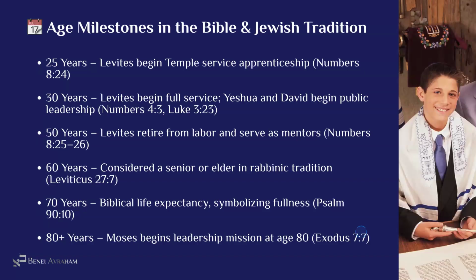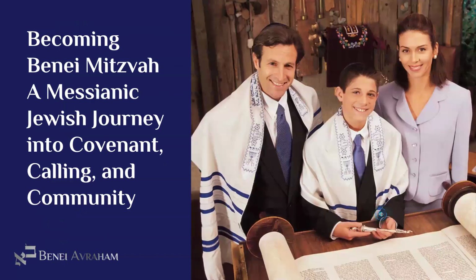At 80 years of age, Moshe began his leadership mission. So that's a significant number as well. And there's more, of course. There's 120, and that's supposed to be the maximum amount that most people can live. And that's all. Anyone have any questions, comments, additions they'd like to say?